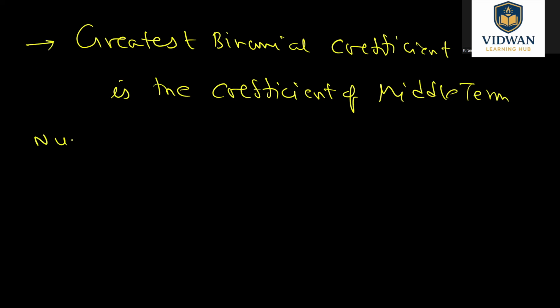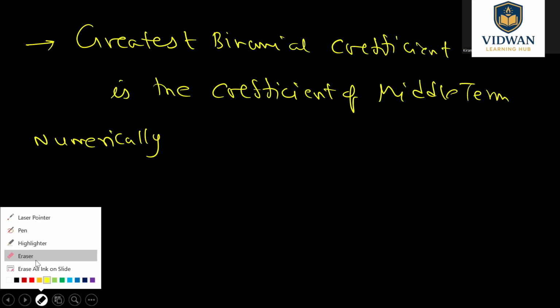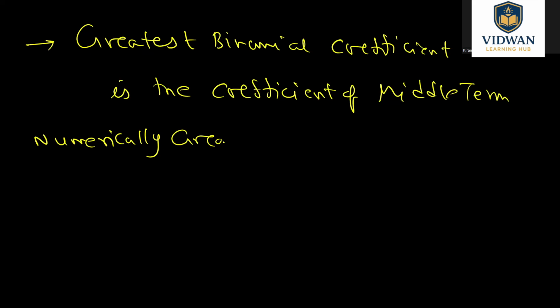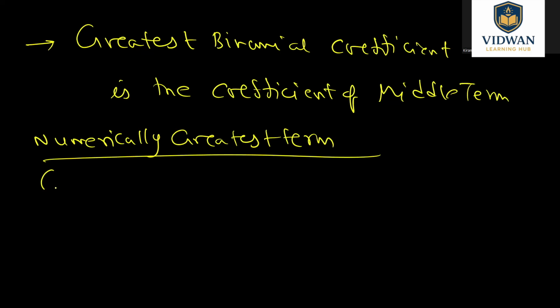And if it is the numerically greatest term, the value of the term should be greatest among all the terms, excluding the sign; only the numerical value you have to see. If you have to find the numerically greatest term, I'll not give you the derivation, I'll give a direct formula itself. You can use that directly in questions. So for the numerically greatest term in the expansion of (x plus a) power n, consider the value of (n plus 1) by (1 plus mod x by a).